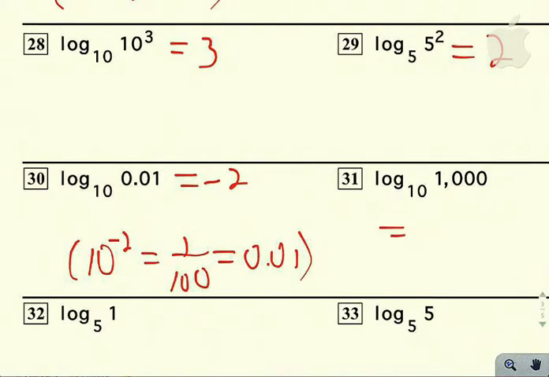31. 10 to what exponent is 1,000? That's 3. 32. 5 to what exponent is 1? 0. 33. 5 to what exponent is 5? 1.